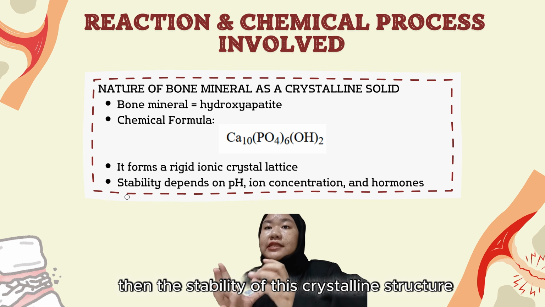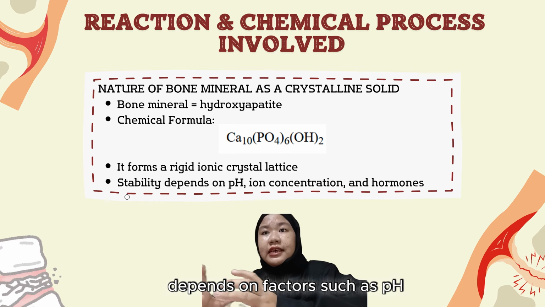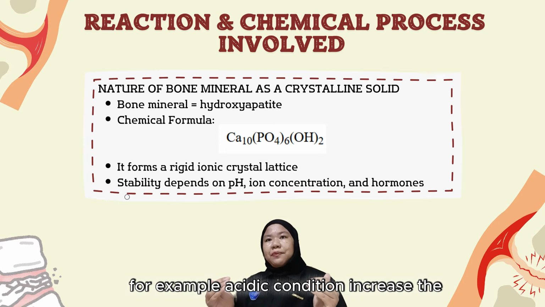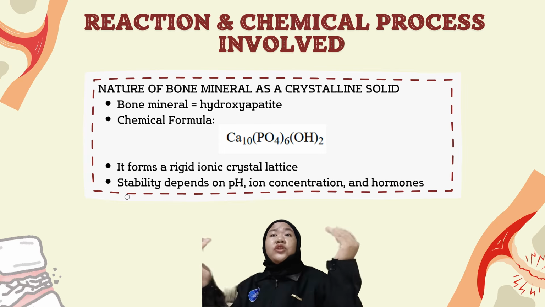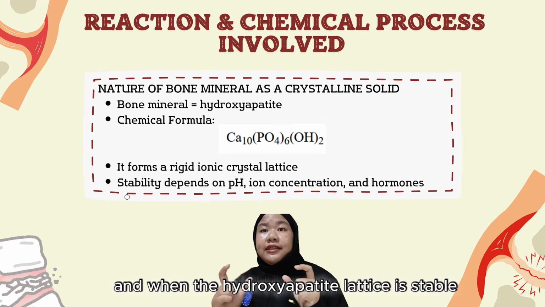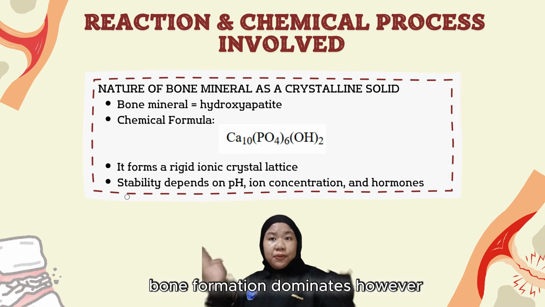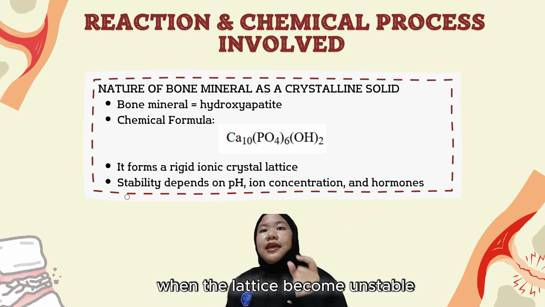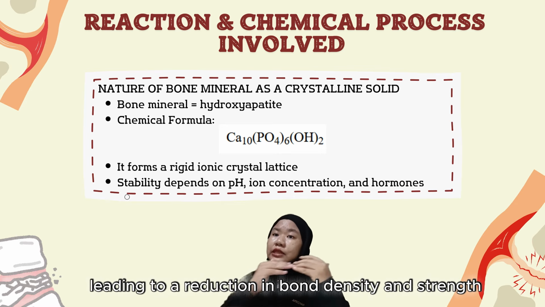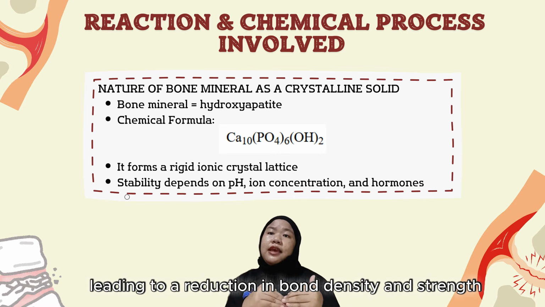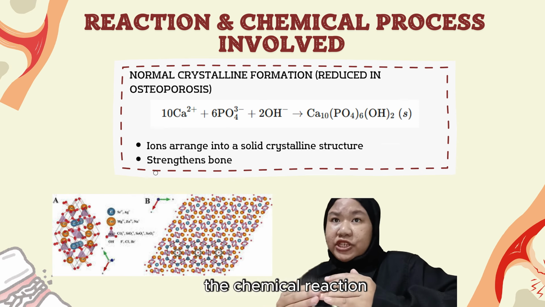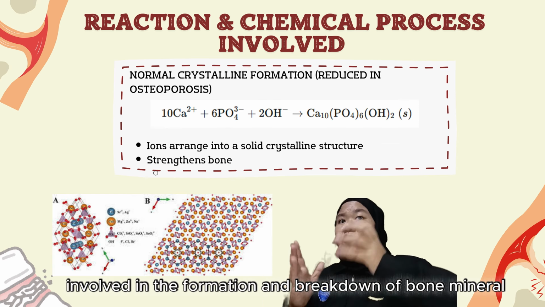Then the stability of this crystalline structure depends on factors such as pH, ion concentration, and hormonal regulation. For example, acidic conditions increase the solubility and promote crystal dissolution. When the hydroxyapatite lattice is stable, bone formation dominates. However, when the lattice becomes unstable, the crystalline solid begins to dissolve, leading to a reduction in bone density and strength. Next, we will explain the chemical reactions involved in the formation and breakdown of bone mineral.